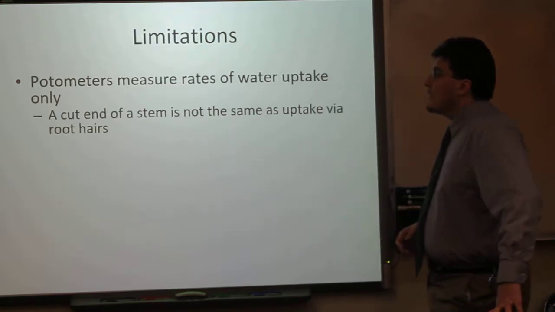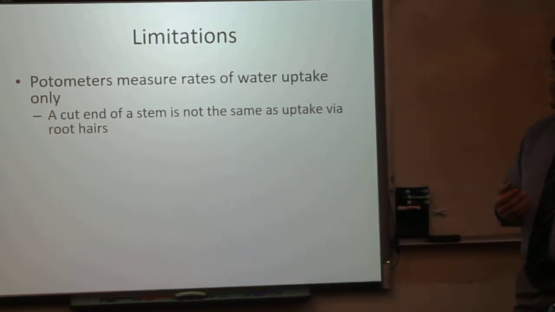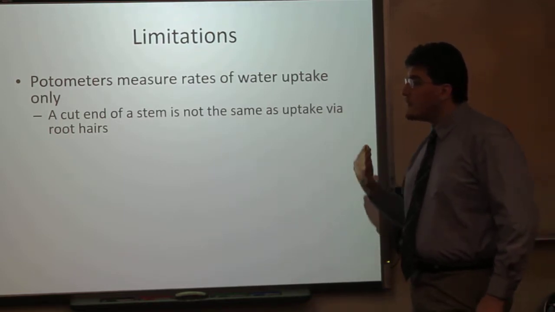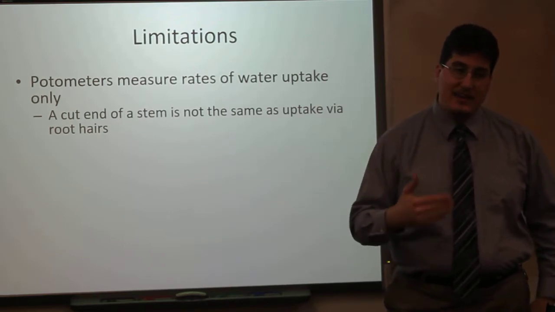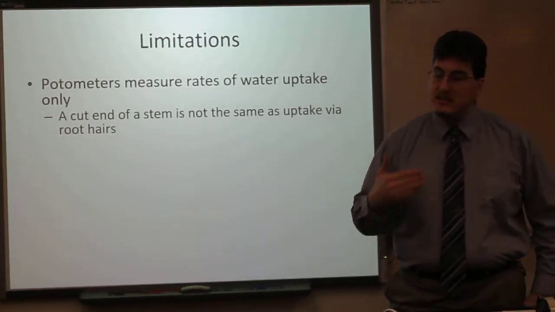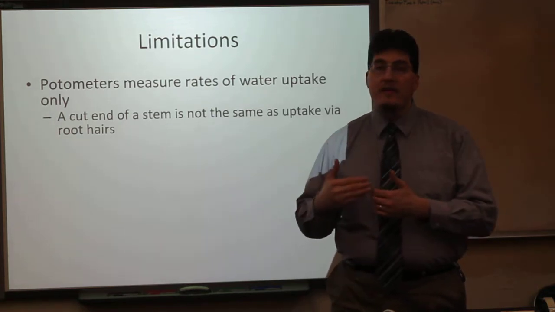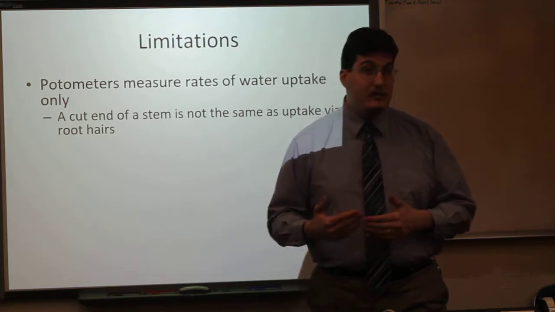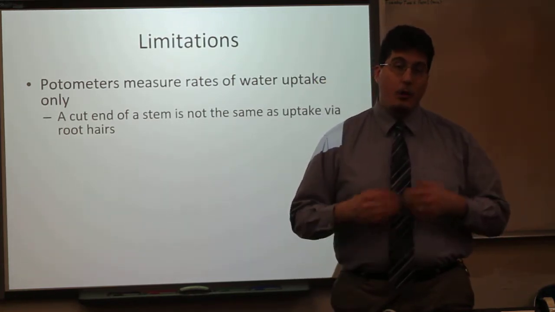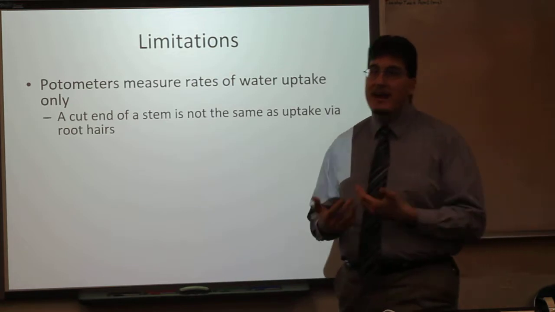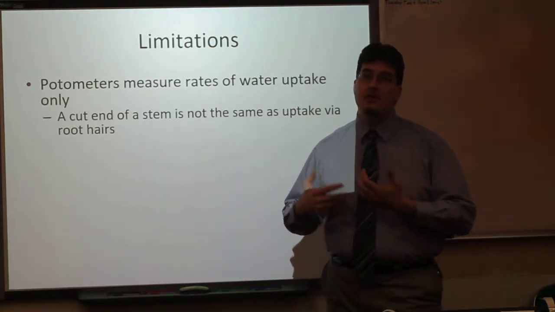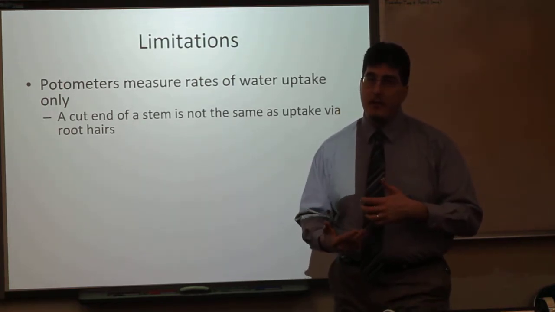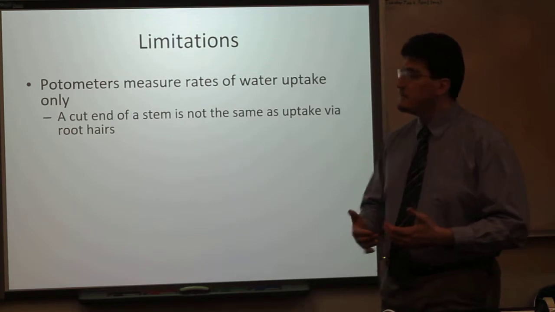Now, photometers will measure the rates of water uptake only. A cut stem is not the same as the uptake by root hairs. So the problem is that we can't actually use this to say that this is the same as a plant in nature, because one of the problems is we have cut off the stem from the roots. We can't measure root pressure. We also can't account for different soil densities or the different concentrations of solute in the soil. So we can't account for those variables.